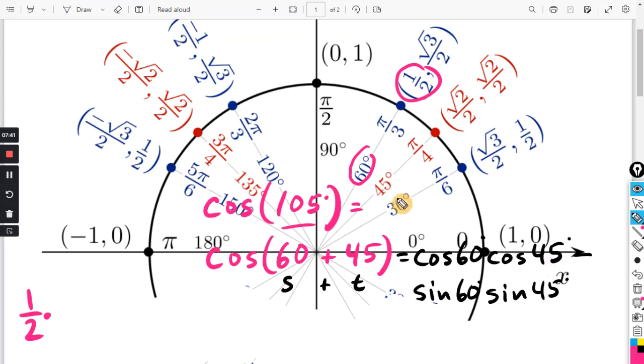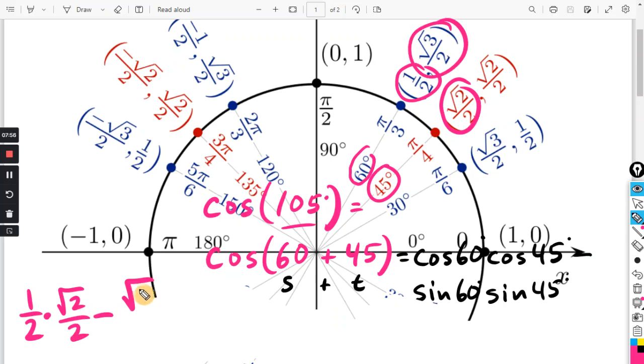Cosine of 45. 45 is here. Cosine is the x-coordinate, radical 2 over 2. And then minus sine of 60. So go to 60. The sine is the y-coordinate, radical 3 over 2. Times sine of 45. 45 is here. Y-coordinate, that's going to be radical 2 over 2.